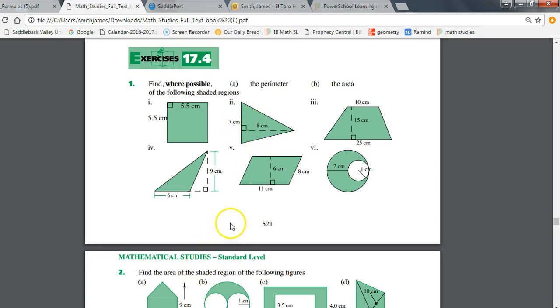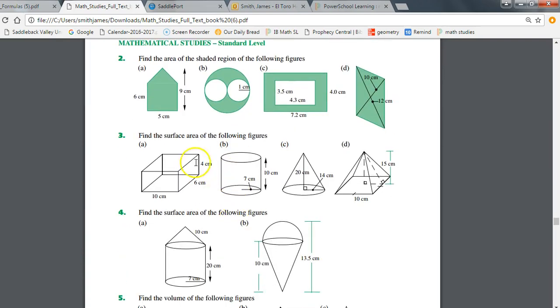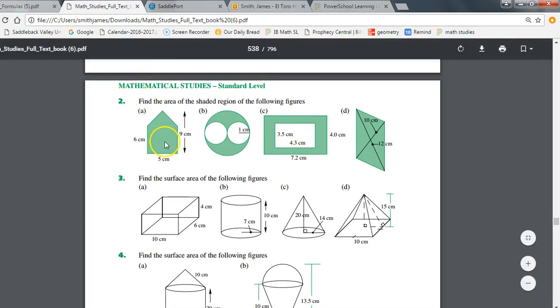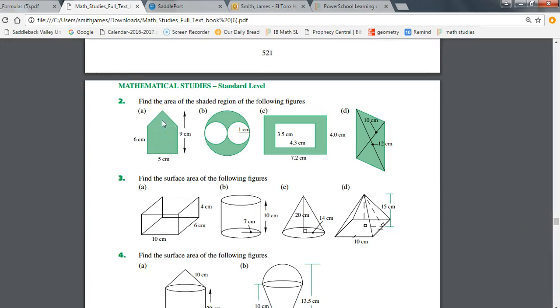So when you get to some of these examples that are a little more complicated looking, just stick with some basic things. In a diagram like this one for part A, it's the matter of finding the area of a triangle plus the area of a rectangle. So you would just find those two shapes separately and then add your answers together.